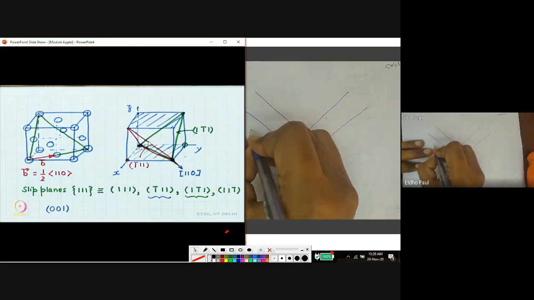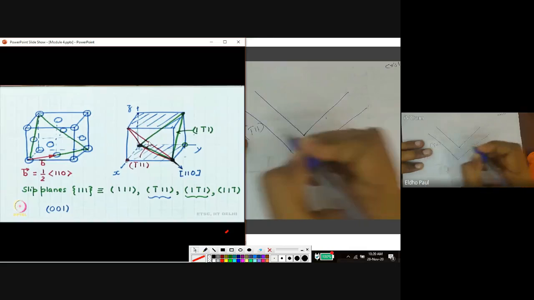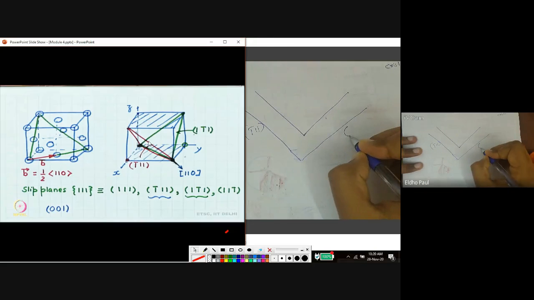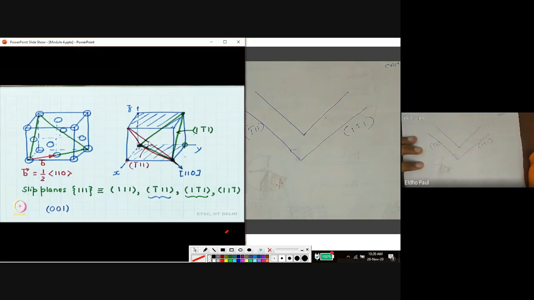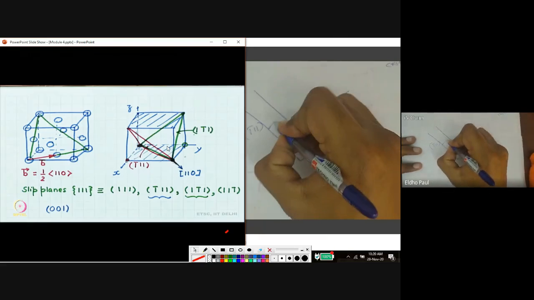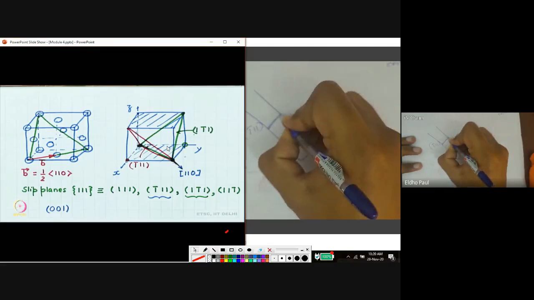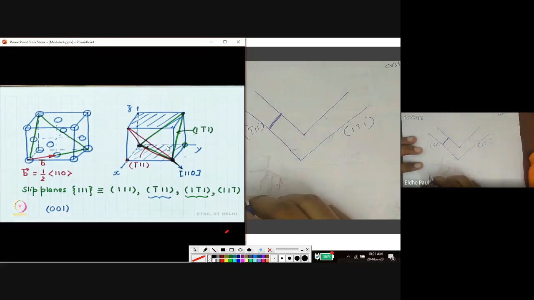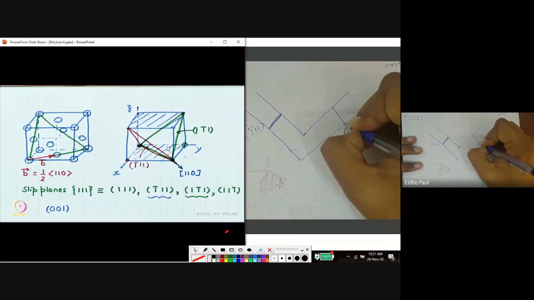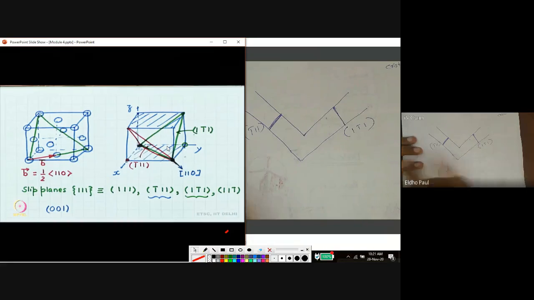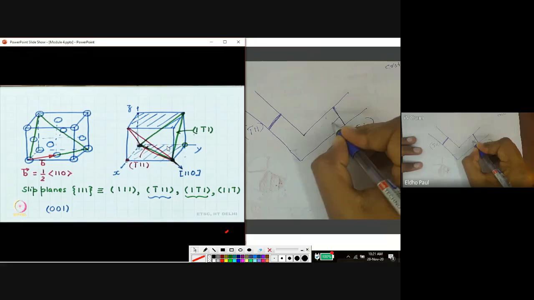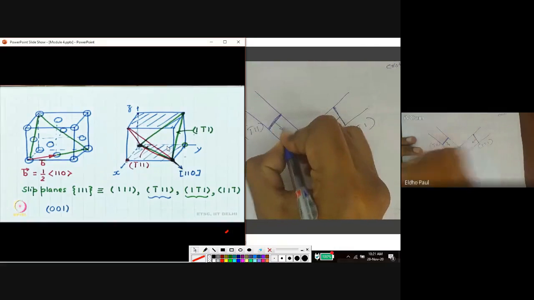So this one is the 1-11 slip plane, and this one is the 1-1 slip plane. These are the two slip planes we can see in the FCC crystal structure. For example, there is a dislocation in this slip plane, another dislocation in this slip plane, and another in this one. These two dislocations are moving in this direction.